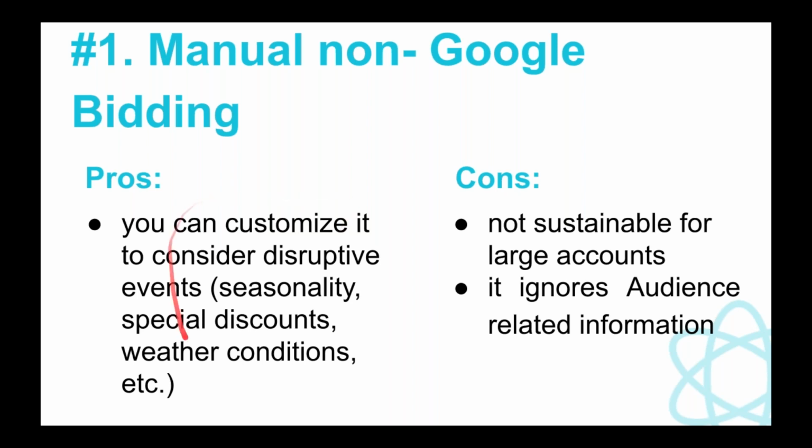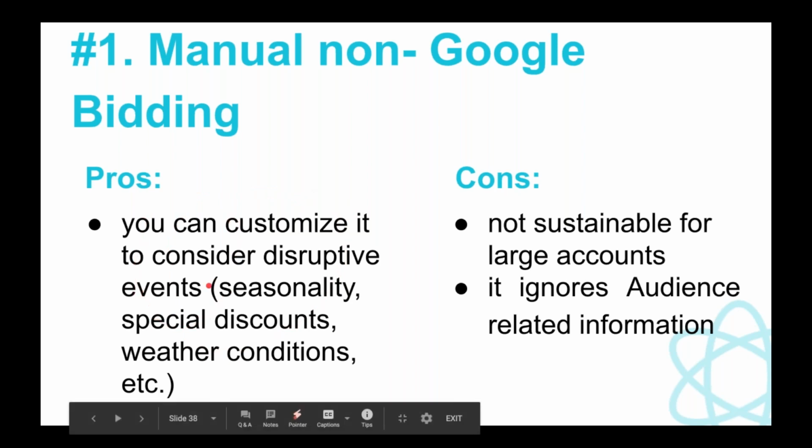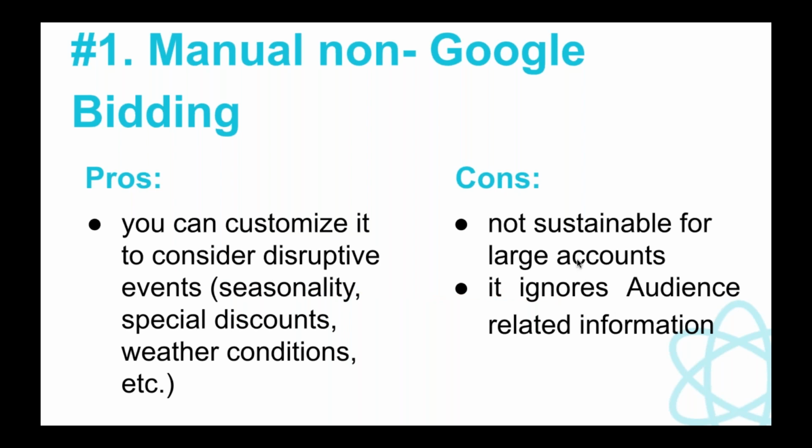So the main advantage of manual bidding is the fact that you can customize it, right? You are in full control. What's the problem with that? That's absolutely not sustainable for larger accounts. That's something that will drive you crazy if you are running a large operation. So don't do that if you're running a large operation.